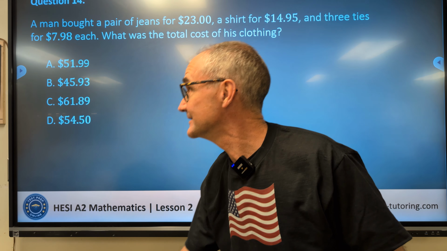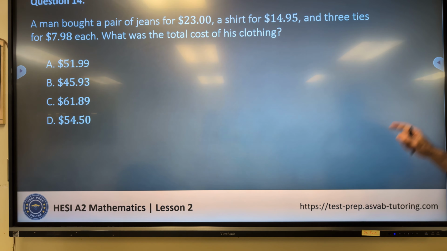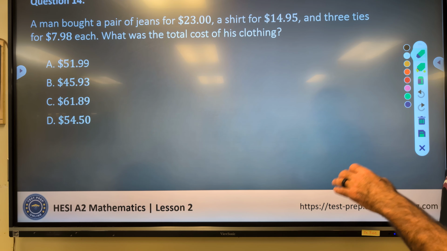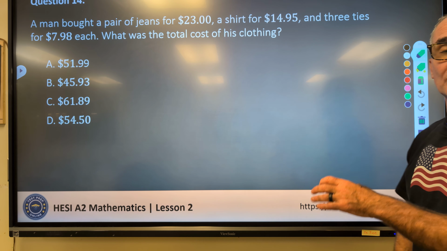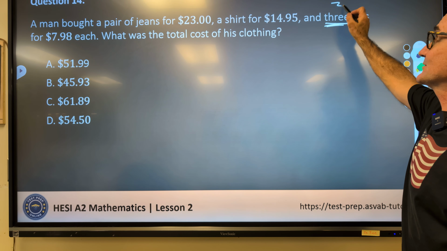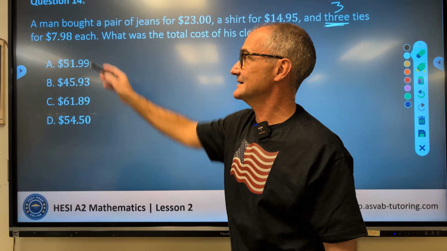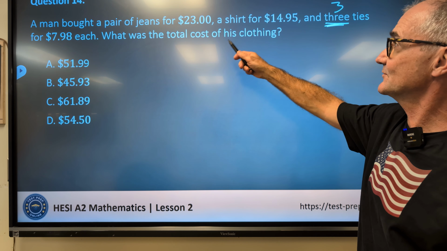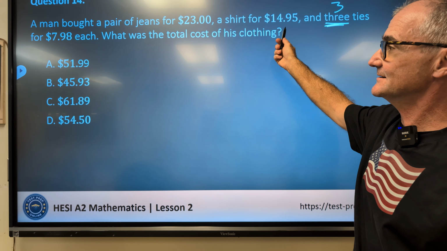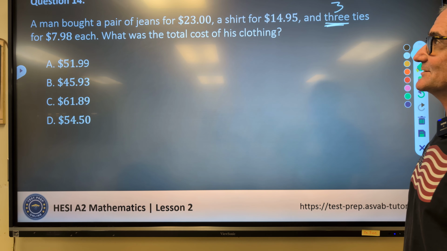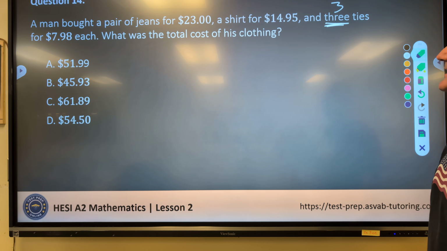All right, getting there. A man bought a pair of jeans for $23, a shirt for $14.95, and 3 ties for $7.98. What's the total cost of his clothing? It's kind of an order of operations. This is written out, but it's the number 3 times $7.98. Let me see if I could eliminate any answers. That's going to be about 24 plus 23 plus 15. If I was in a rush, I might be able to guess at it, but I think the best way to do this is just to multiply it out.